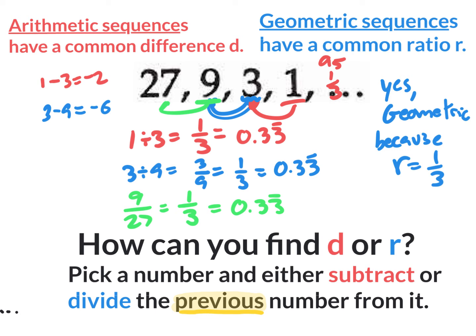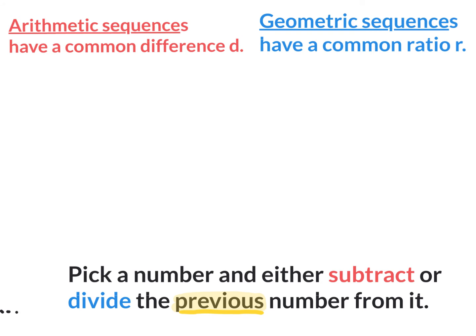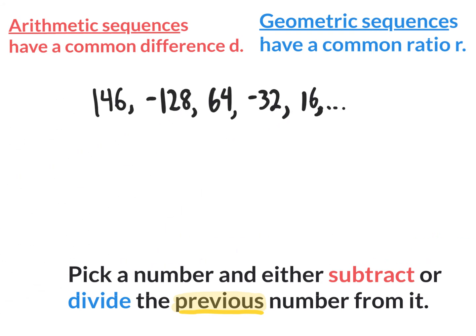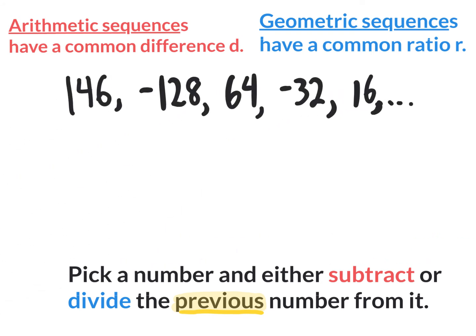So that's the major skill that I want you guys to learn today. Is it arithmetic? Is it geometric? Or is it neither? Let's do one more example here. Some of us might be thinking, well, this is neither, because this is positive and then negative and then positive and then negative and then positive. Like that doesn't make sense, but it actually does.